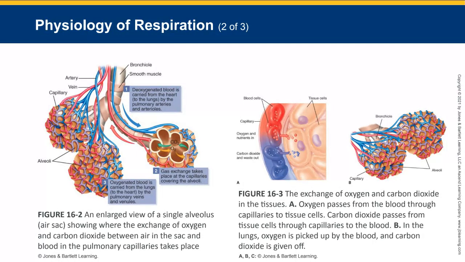As oxygen reaches the alveoli, blood that is deoxygenated is coming from the right side of the heart. And when it passes over the alveoli, it picks up oxygen.